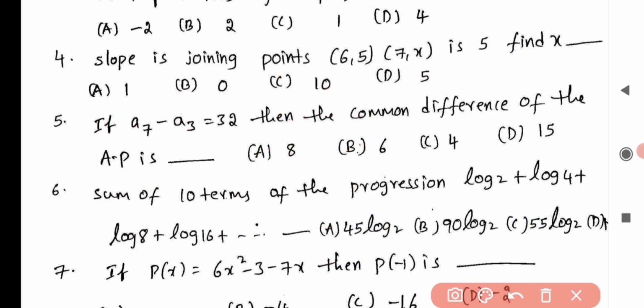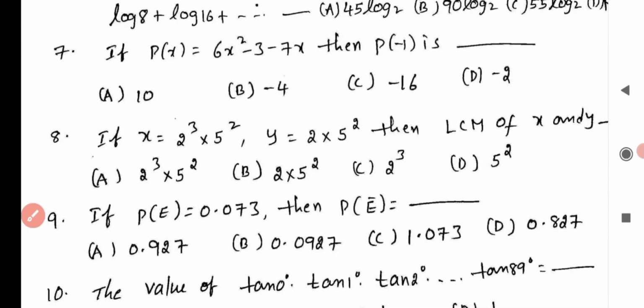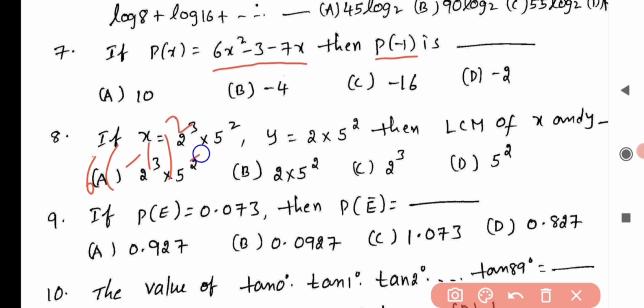Okay. Next, seventh one. If p of x equals 6x square minus 3 minus 7x, then find p of minus 1. In place of x you substitute minus 1. 6 into minus 1 whole square, minus 3, minus 7 into minus 1. So this is 6, this is minus 3, and 7 ones are 7. So 7 minus 3 is 4, and 4 plus 6 is 10. So option A.